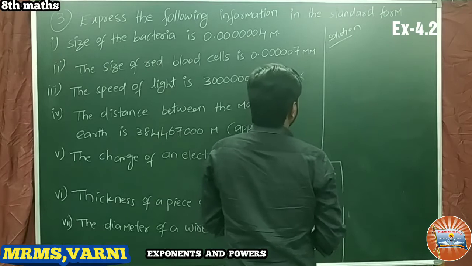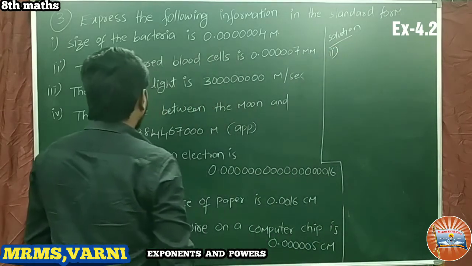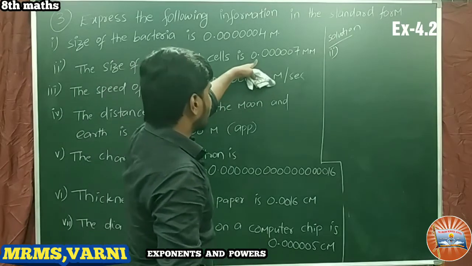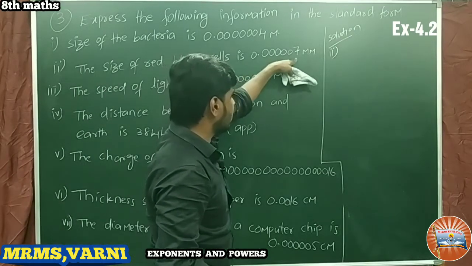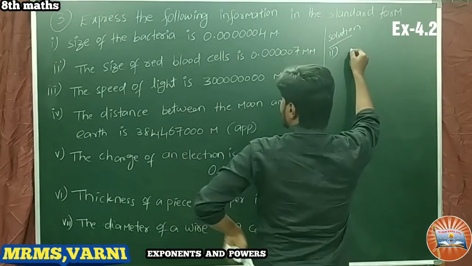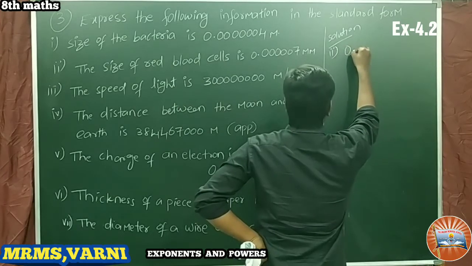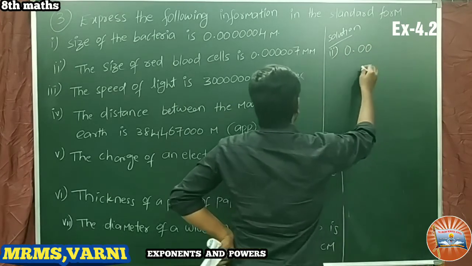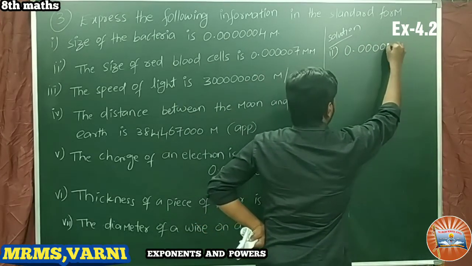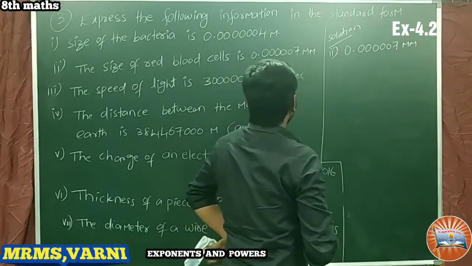What is the second question? The size of red blood cells is 0.000007 millimeters. So what is the question? Size of the red blood cell. I am directly writing solution here: 0.000007 mm. Mm is nothing but millimeter. Okay, right.